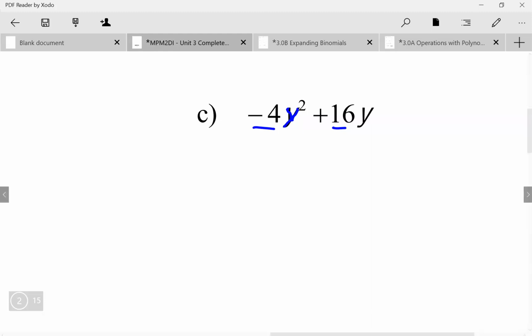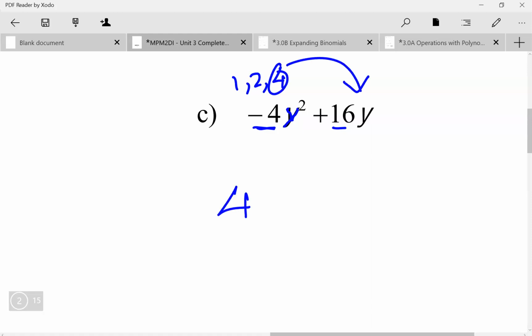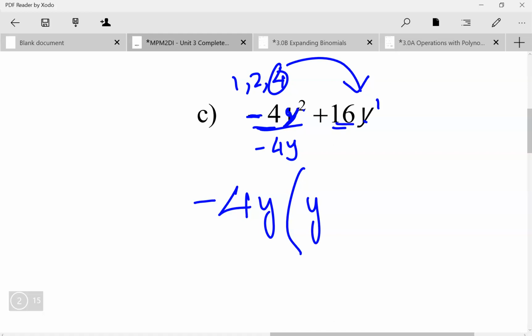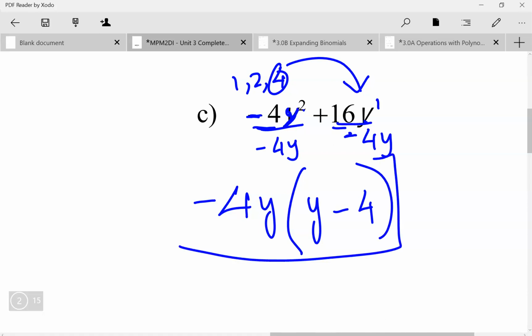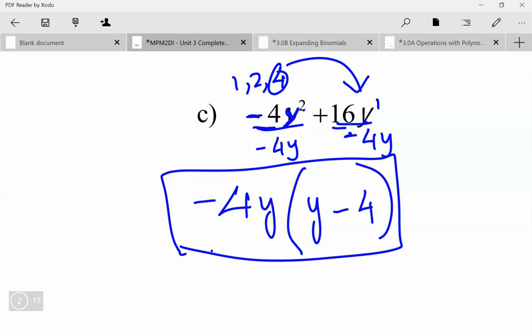So what I'm going to do is, even though for 4 and 16 my factors are 1, 2, and 4, 4 goes into 16, so that's what I'm going to take out. I am going to take out a -4 along with it, because this y squared term is a negative, so I'm going to take a negative out with that. Again, y to the power of 2, y to the power of 1, I'm going to factor out y to the power of 1, and then I'm going to do division. So this leaves me with a y, this leaves me with a -4. And so this is what my answer should be, -4y bracket y minus 4.